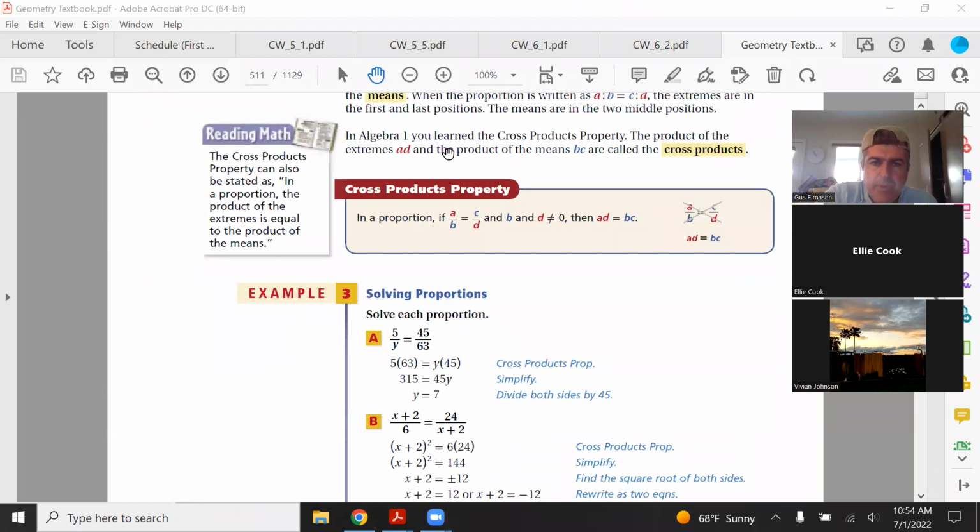Yeah, so this is what's going on here. It's 2 ratios of equal value. Like in this case, 5 over y equals 45 over 63. So 5 times 63, you can cross multiply, equals 45 times y. Then you just solve for y. And of course, you can use a calculator to get 7.